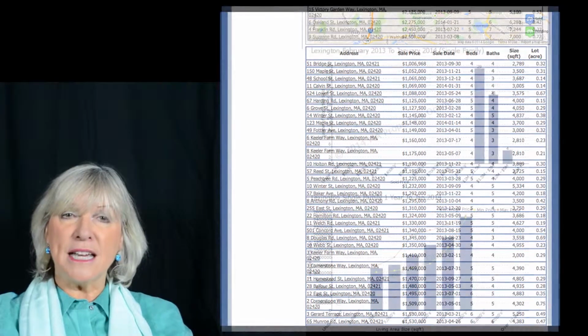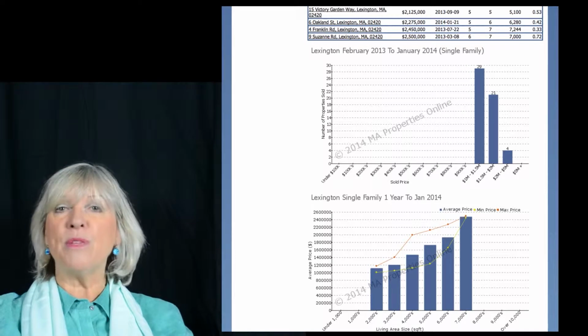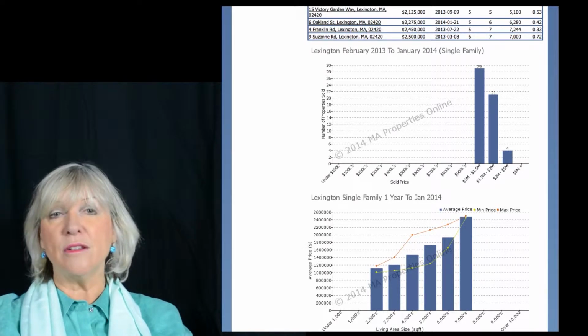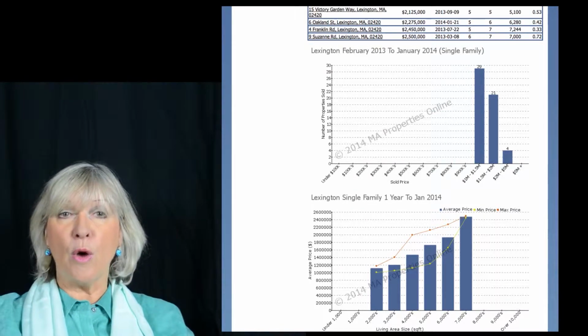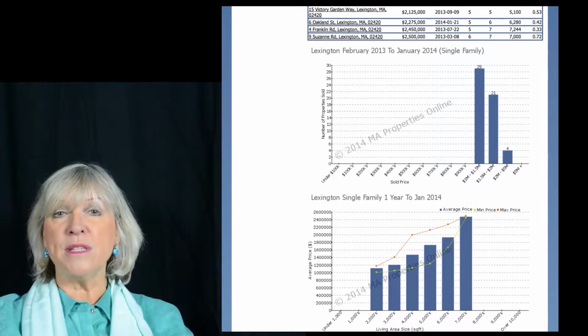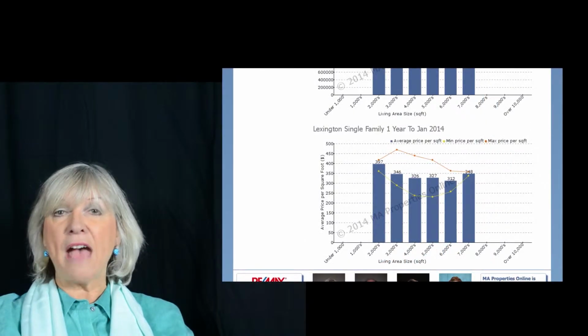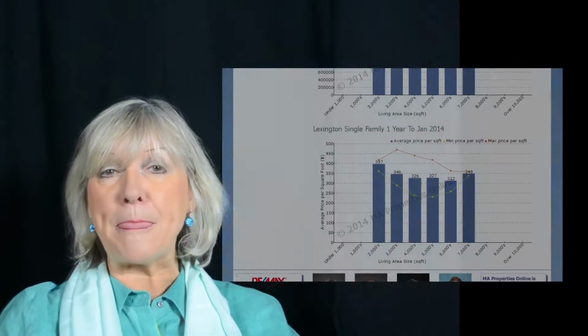Below this tabular data, you'll find a graph showing the price range that these homes have been sold in, also the size of the homes and the average price of these homes, and the next graph is the average price per square foot across each of the size ranges of homes.